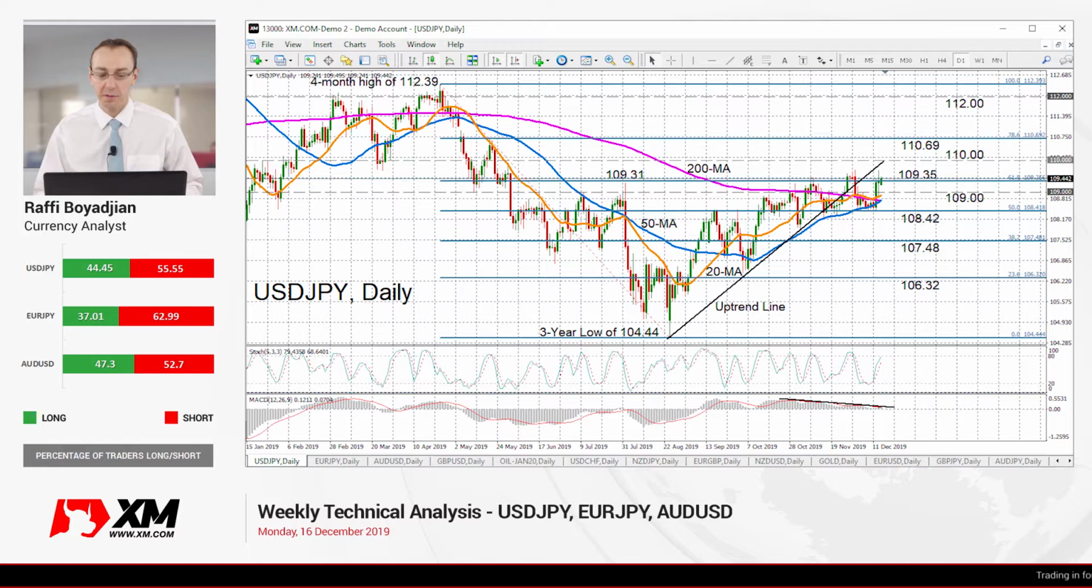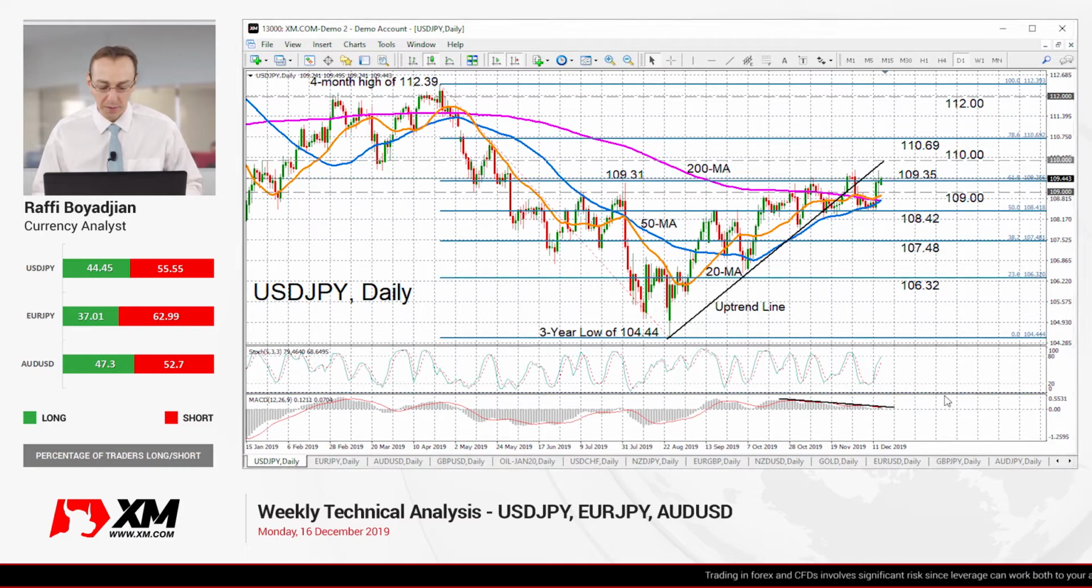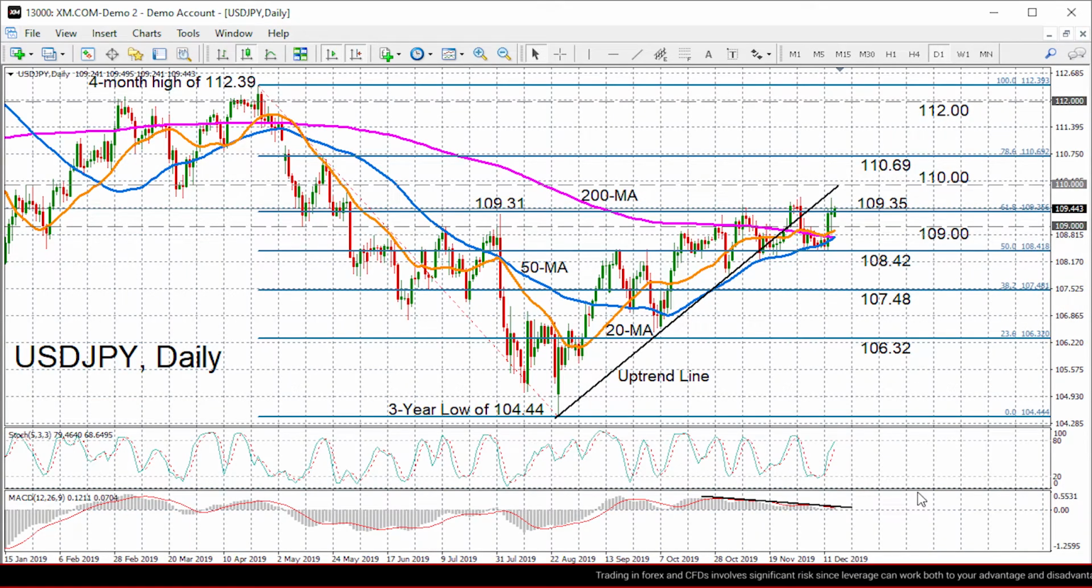I'm FOREX at XM.com, and this week we're going to be looking at the dollar yen, the euro yen, and the Aussie dollar. So let's begin with the dollar yen pair in the daily chart.